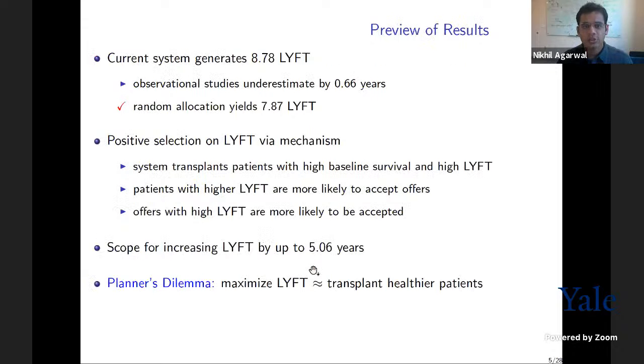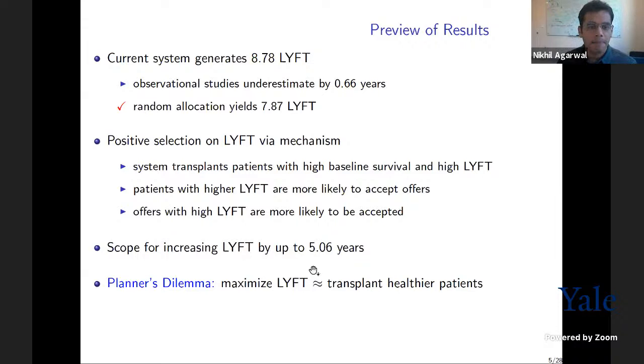Okay, so just to give you a preview of results, the current allocation system for kidneys generates just under 9 years of LYFT. So a given transplant for a specific patient, on average, increases life by about 9 years. Observational studies are a little bit biased by about 0.6 years.